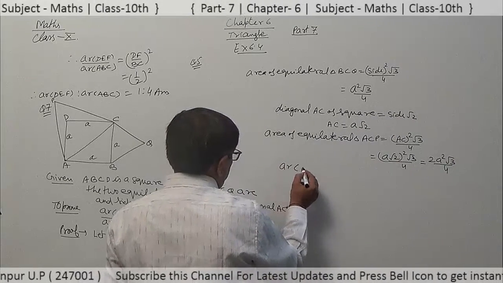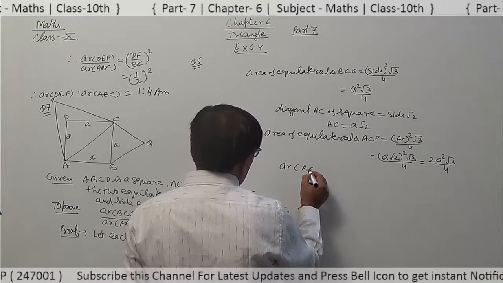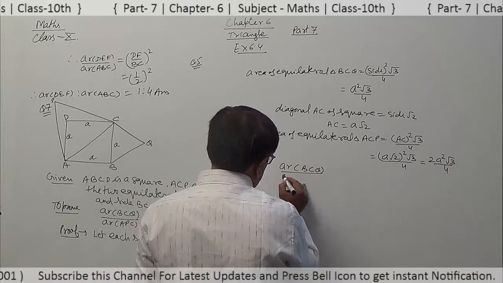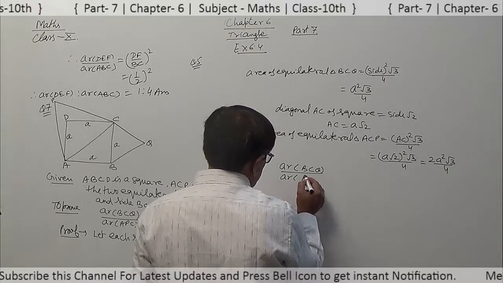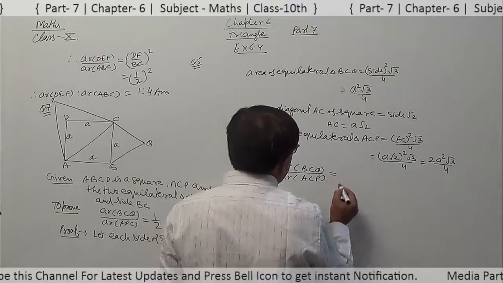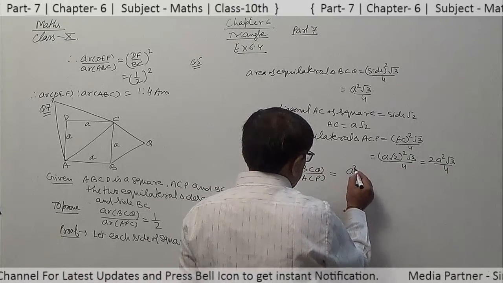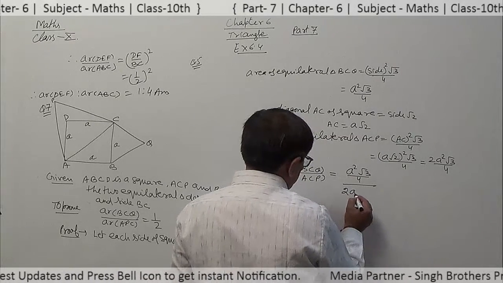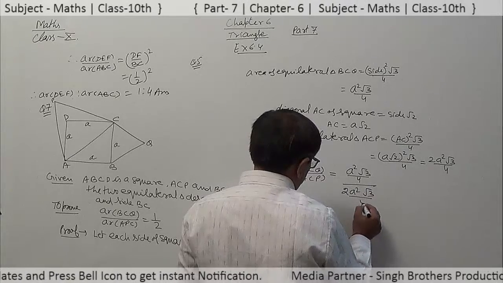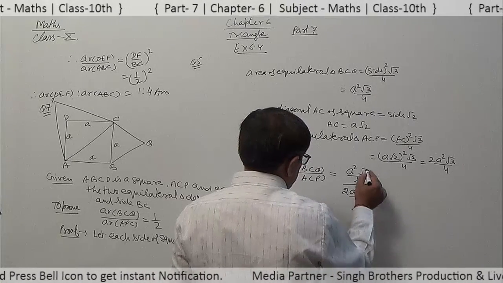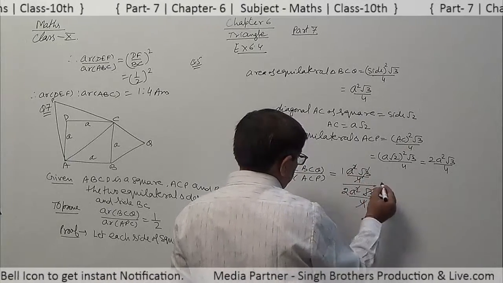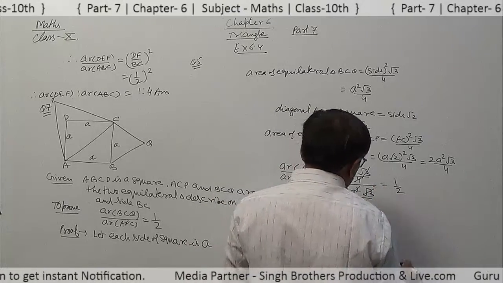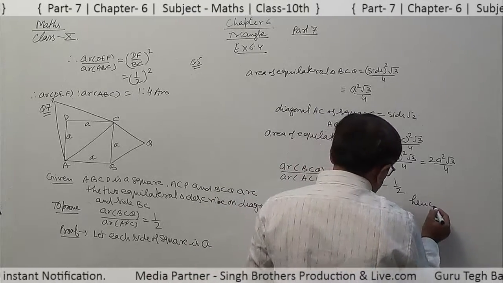So the area of triangle BCQ upon the area of triangle ACP is equal to a squared root 3 upon 4 upon 2a squared root 3 upon 4. 4 and 4 cancel, root 3 cancels, a squared cancels, that is 1 upon 2, hence proved.